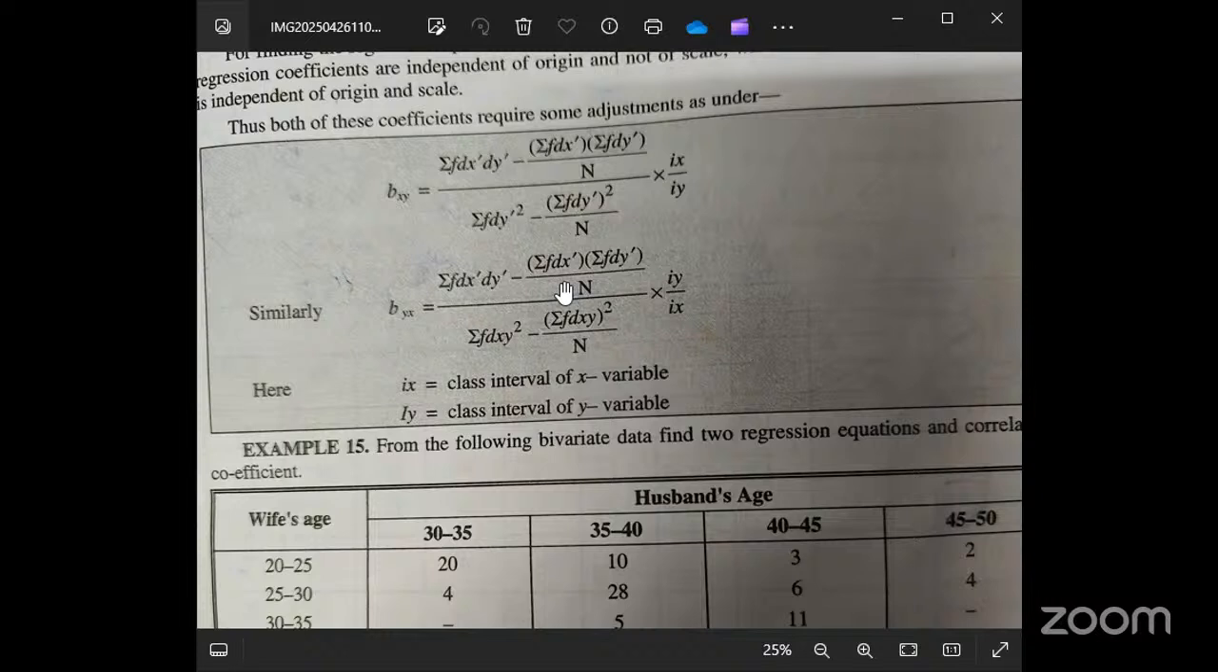We'll see some other problems related to the actual mean, assumed mean, and observation methods. We'll see some problems so that we can complete regression by today itself, and we'll start a new chapter tomorrow. I'll share a problem with you where we need to find two regression equations.